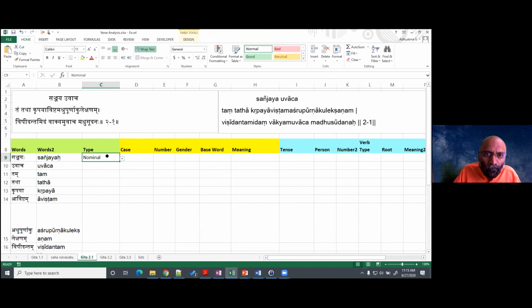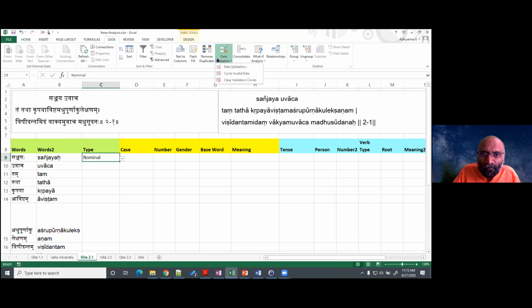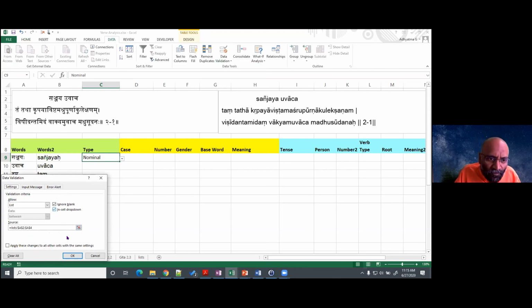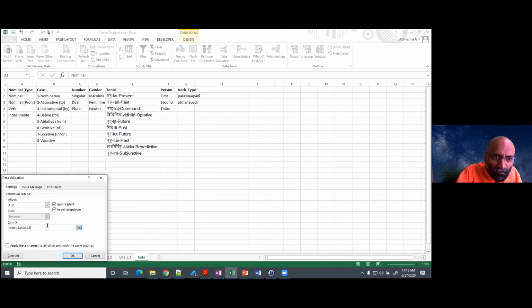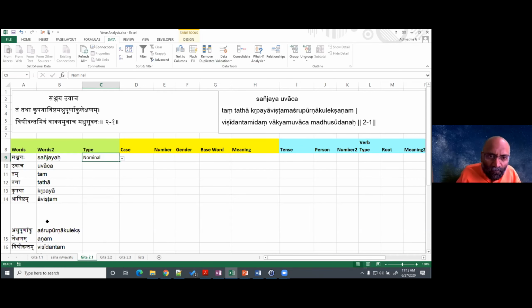Just a second, please. I'm using some of the Excel features here. Okay, now, even though pronoun is also nominal, here I have put the pronoun separately so that you can see which ones are pronoun. And if you are using a smaller screen, it may not be very visible. It's a lot of text. So I will recommend you to use a bigger screen like your PC or laptop or a big screen tablet.